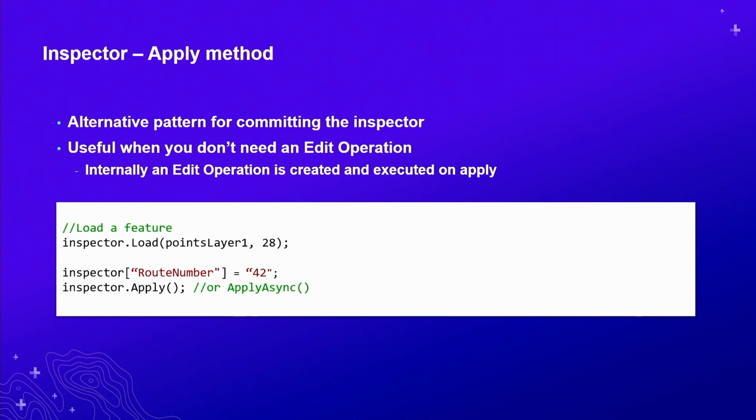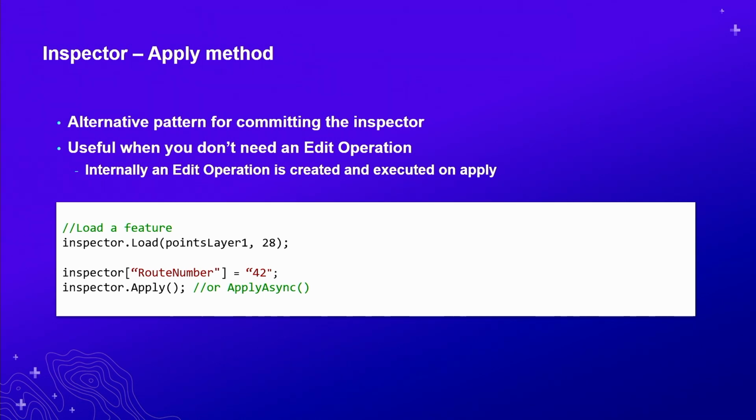Notice here in that previous example I was using an edit operation to actually perform the edit. That's useful if you're using other methods in the edit operation. So you might be creating the feature and then updating its attributes, or whatever other operations you actually have. If the modify is the only thing that you're doing, the other syntax you can use is just create a new inspector, make the updates, and then use a method on the inspector called apply or apply async.